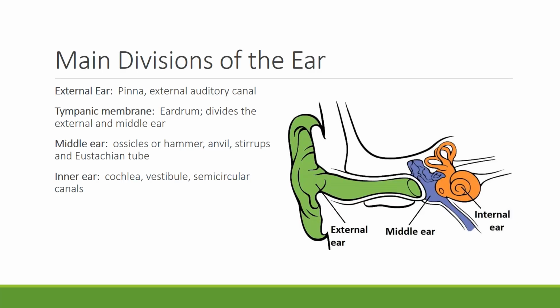There are several divisions of the ear. There's the external ear, which is the pinna and the external auditory canal. There's the tympanic membrane, which is the eardrum, and it divides the external and middle ear. There's the middle ear, which contains the ossicles, the hammer, anvil, and stirrups, and the eustachian tube, and the inner ear, which consists of the cochlea, vestibule, and semicircular canals.